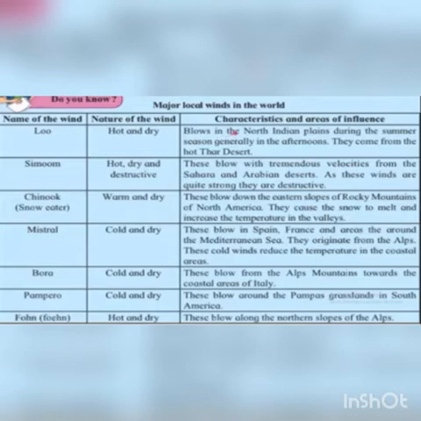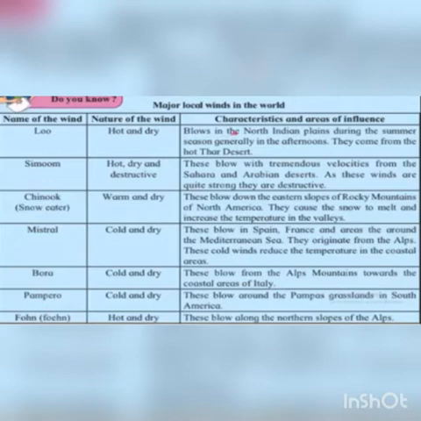Next we have the Mistral. Now the nature is cold and dry. These winds blow in Spain, France and areas around the Mediterranean Sea. They originate from the Alps. These cold winds reduce the temperature in the coastal areas.